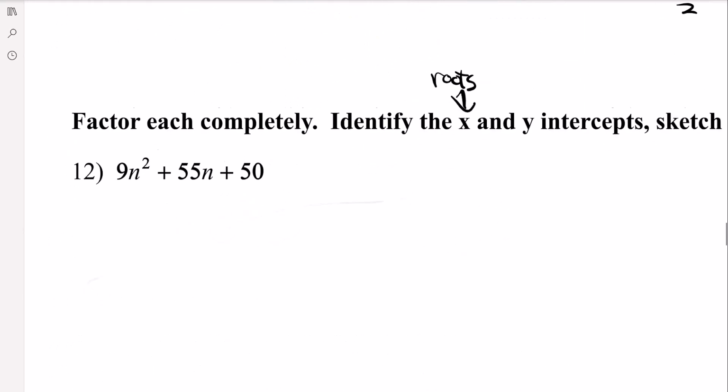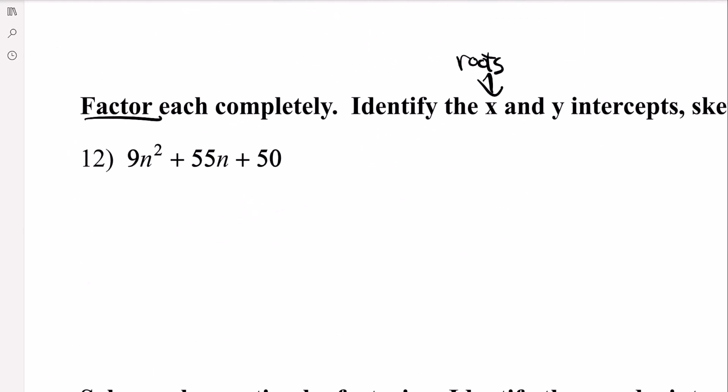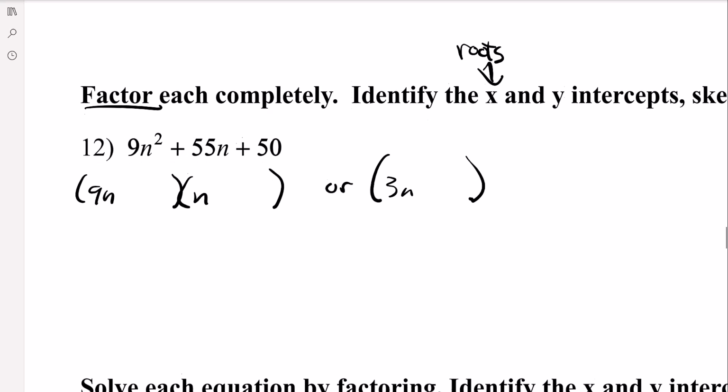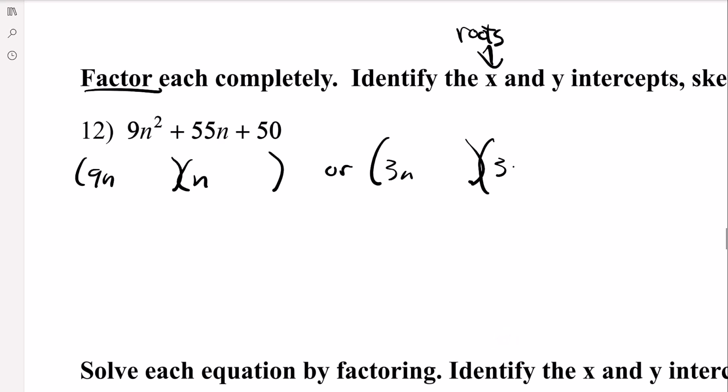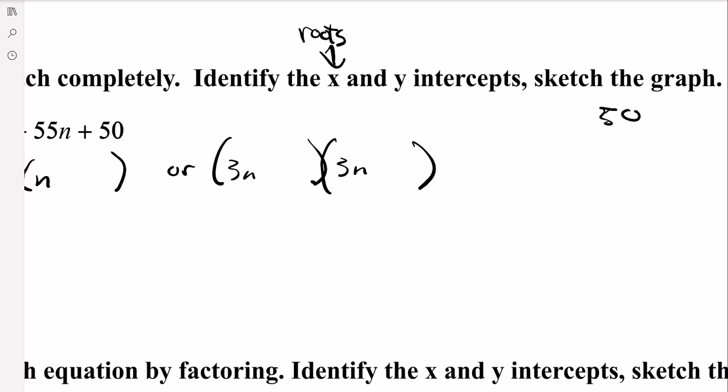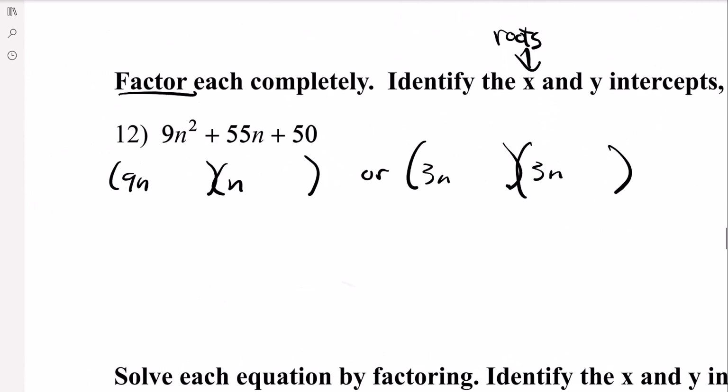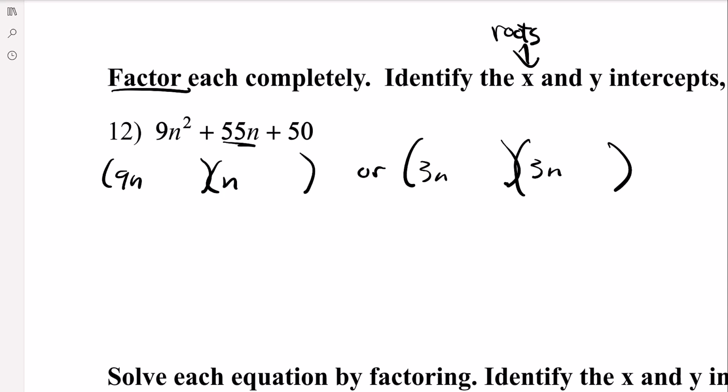Okay, now it just tells us to factor. Well, 9 could be 9n times n, or 3n, 3n, just like that. So we have to do factors of 50, 25 and 2, 10 and 5, 50 and 1. So let's see, they have to add up to 55n.